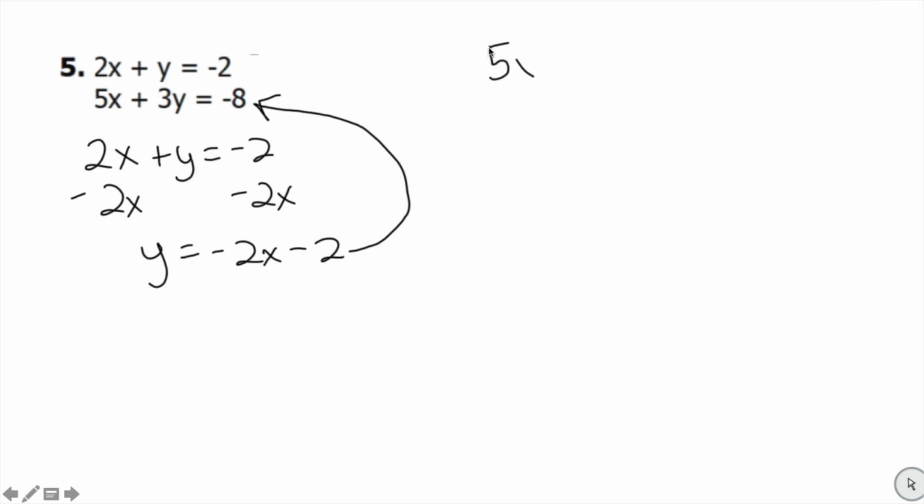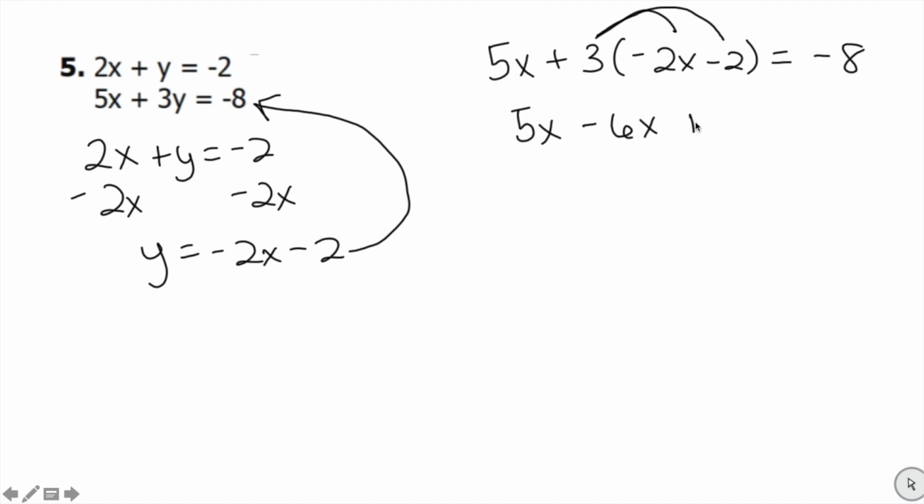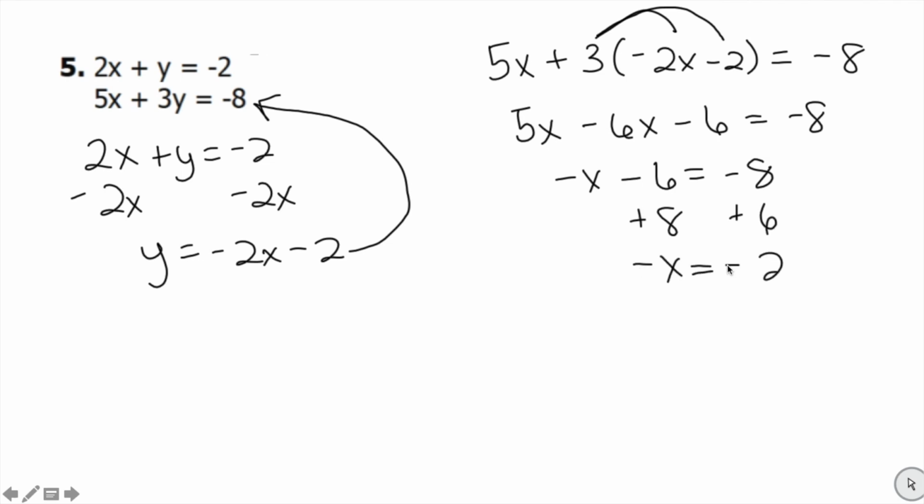So we have 5x plus 3, instead of y, we're writing (-2x minus 2), equals -8. Distribute the 3 into these two. Turns into -6x and a -6 equals -8. 5 minus 6 would be -x minus 6 equals -8. Add 6. Turns into -2. We have to multiply by -1 so that we're getting a positive x and not a negative x. So this turns into a +2.